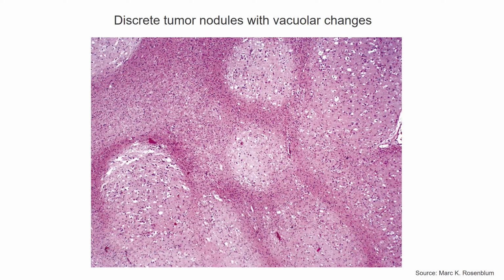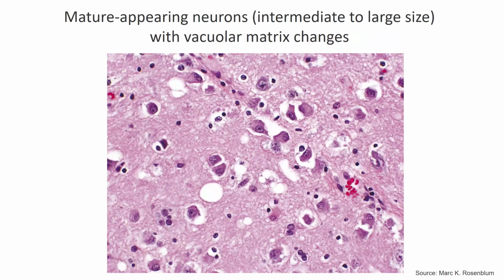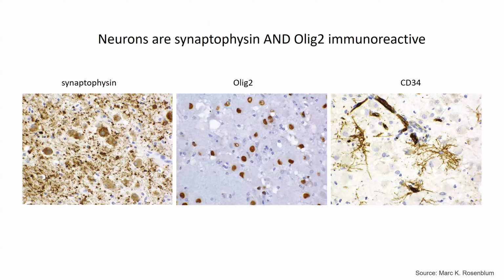It is hypercellular. And then within the nodules, there's this characteristic vacuolar change to the matrix, seen here as well. So this is not spongiosis. This is actually a tumor. These neurons are synaptophysin and OLIG2 immunoreactive, which is interesting to have that profile. CD34 can also highlight some background cells.